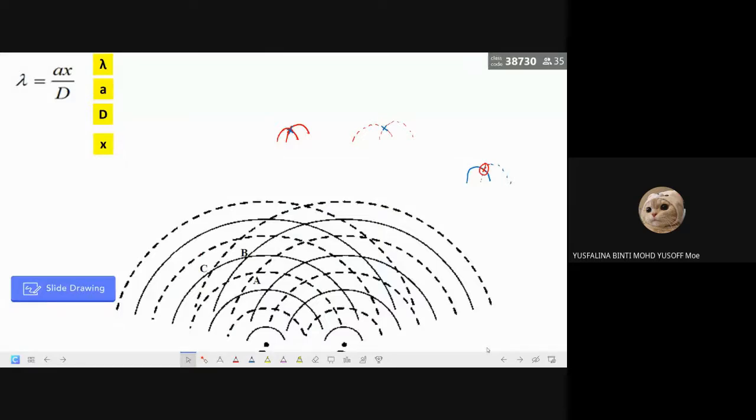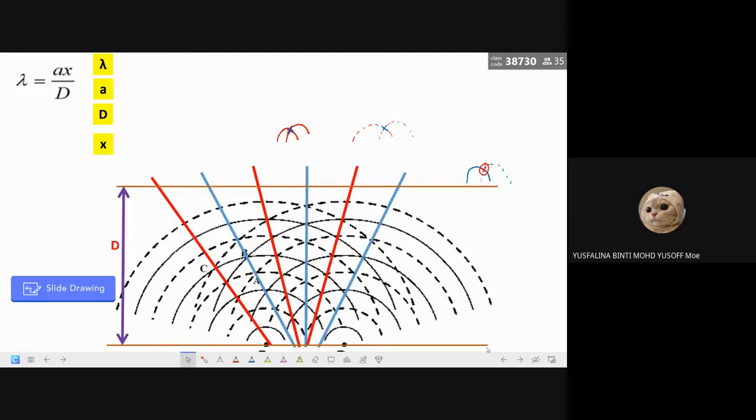All right, so in interference, there is one formula that you can use to measure the lambda, or the wavelength, or you can measure the A. A is the distance between two sources, and X is the distance between two successive constructive or two successive destructive interference lines, and D is the distance from the source to where you measure the X. So this is the formula: lambda equals AX over D. Lambda is the wavelength of the water wave.